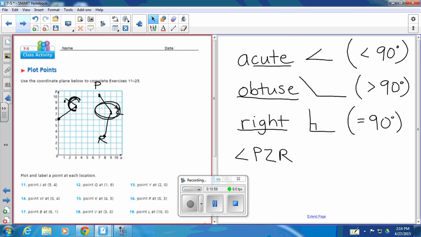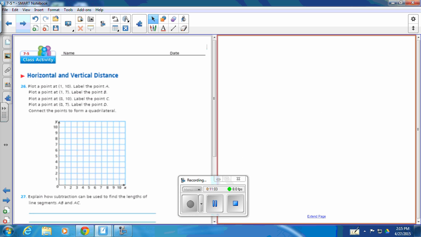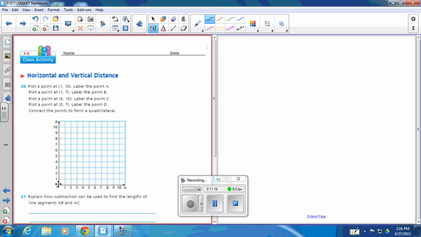All right, and then finally going on to page 251. Go ahead and plot these 4 points on number 26 with your partner. Thank you. Okay, so we have 1, 10. We're going to start at 0. We go over 1 because that's our first number, up 10. So there is point A.